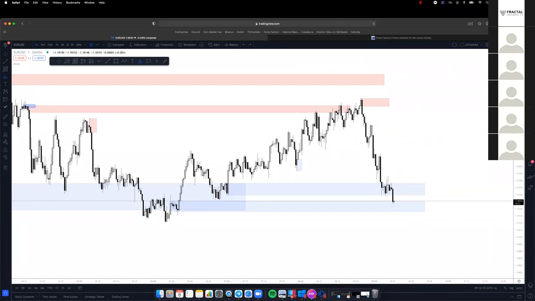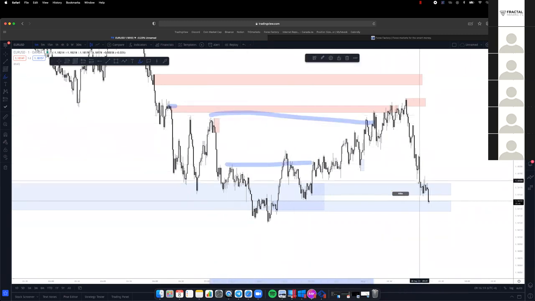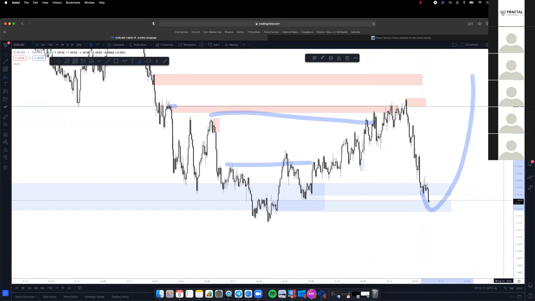It's all good. Remember, we've broken bits of structure all the way up, right? We've broken this, we've broken this. There's a bullish scenario for this as well. Just need to see what's going on.